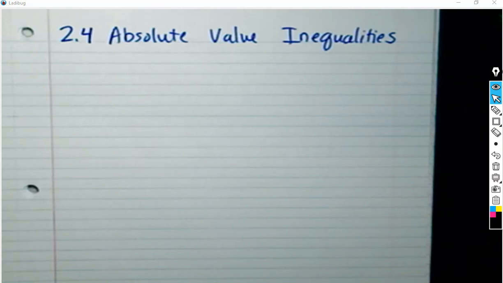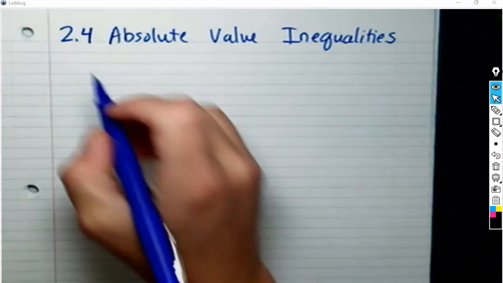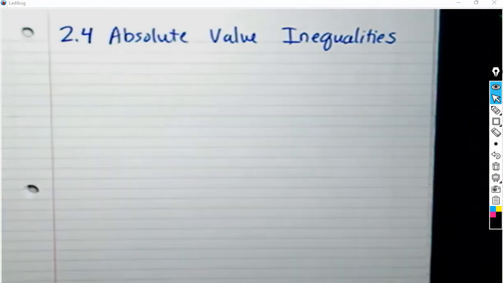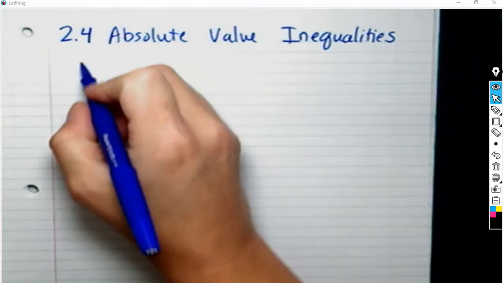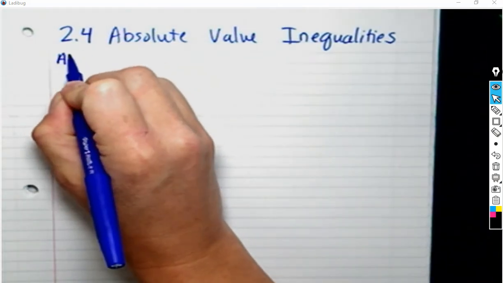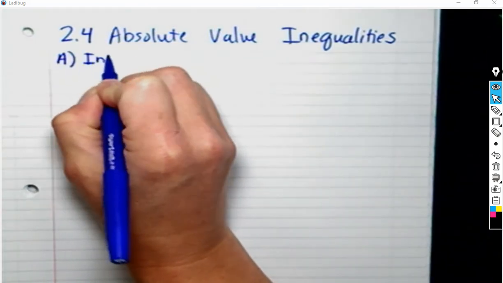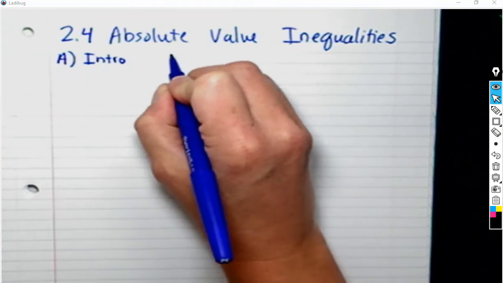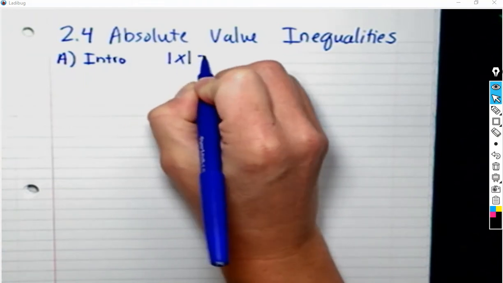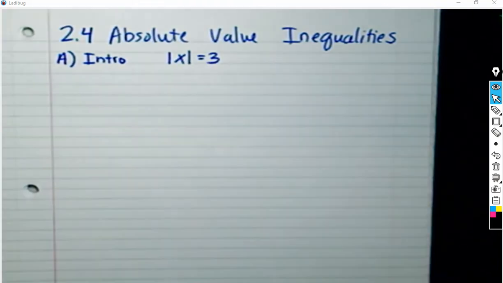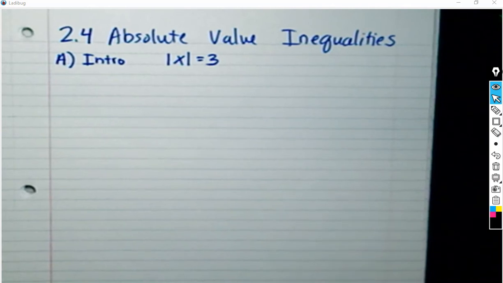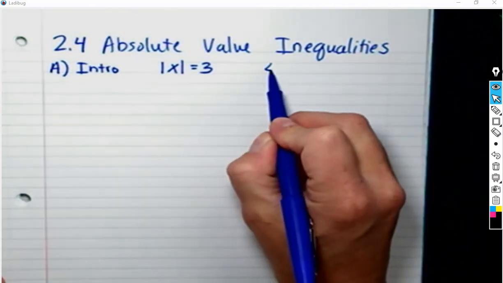All right, we are going to look at absolute value inequalities. So we're going to start with a concrete example, and then we're going to go a little bit more abstract. Okay, so intro. Okay, and we're going to start with this, which I know is an equals. Okay, and we're going to put it on a number line.